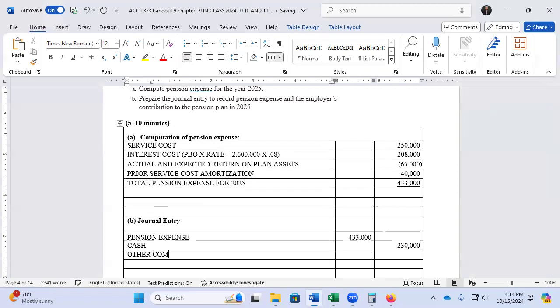Other comprehensive income for 40,000. And the difference here is going to increase our pension asset or liability. So pension asset/liability in the liability direction for 163,000.